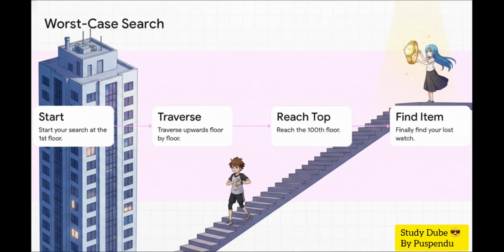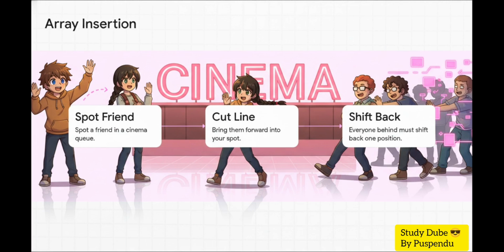If your data is hiding at the very end, or worse, isn't there at all, it takes a massive amount of time. And that brings us to the ultimate villain of arrays, insertion and deletion. Picture standing in a huge line at the movies. You spot your friend way back in the queue and wave them up to cut in right in front of you. What happens? Literally everyone behind you has to physically shuffle backward one spot just to make room.